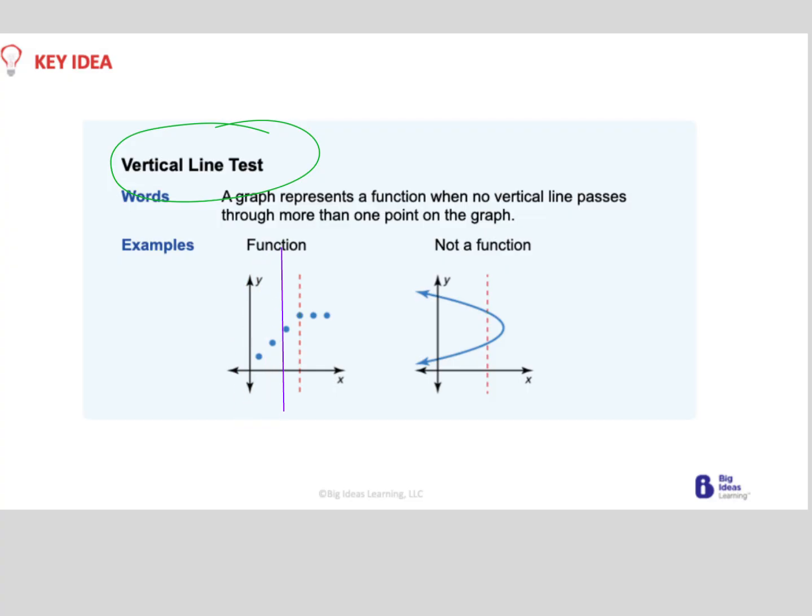Beep, beep, beep, beep, beep, beep. Okay, it only hit 1 every time. So guess what? This thing is a function, yay. This one over here, however, beep, beep, beep, I'm hitting 2 at all times, except for literally right there. So the fact that I'm hitting it at 2 places, here and here, says this is not a function.